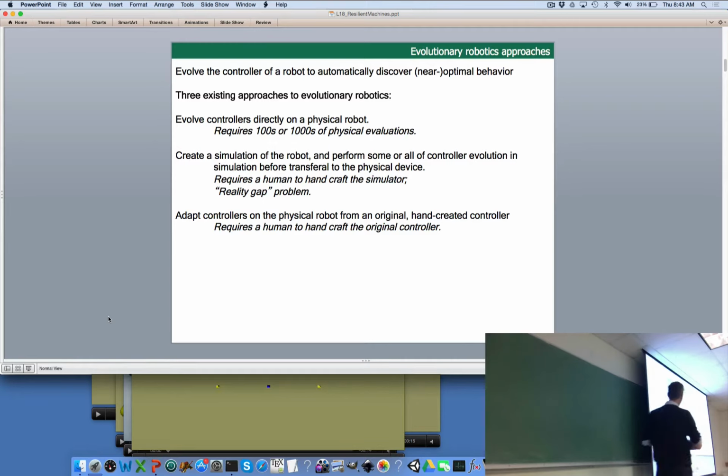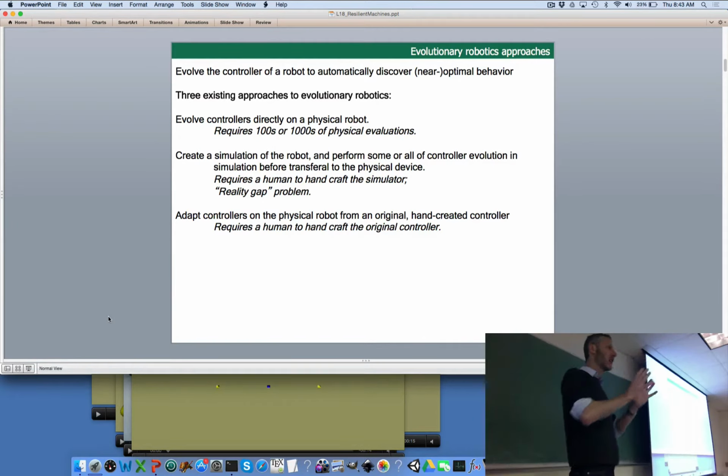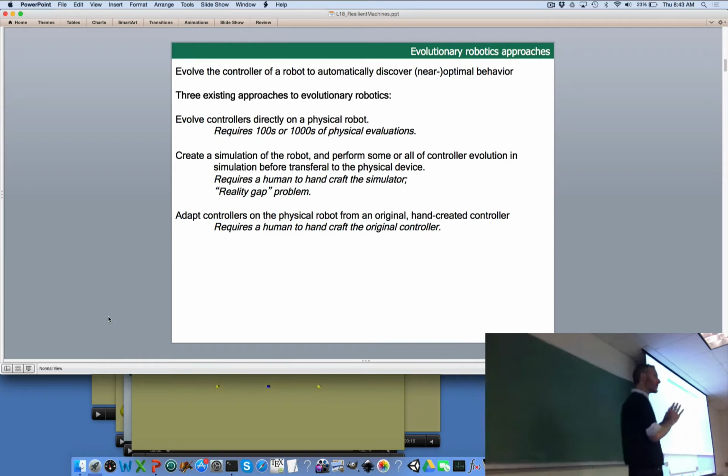A third one that we haven't really talked about but does exist in the literature is take a physical robot, try and manually design a good enough controller, something that at least generates the rudiments of the behavior you want in the physical robot. So take that hand-designed controller, give it to evolution, and allow evolution to then improve on that controller from there. This also has a major drawback, which is, of course, you need to be able to create a good enough controller in the first place.